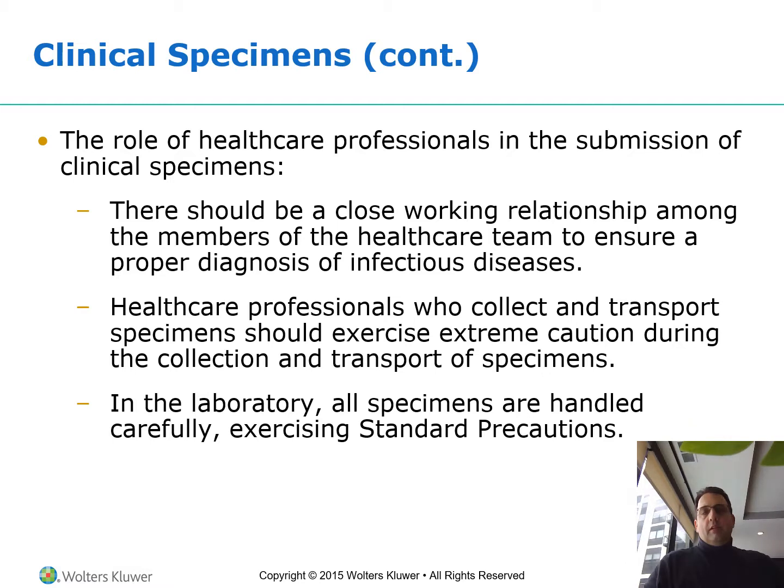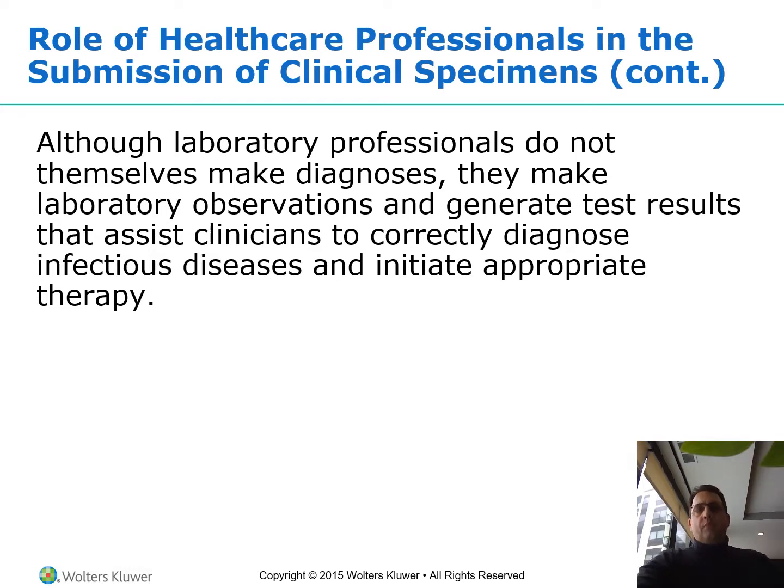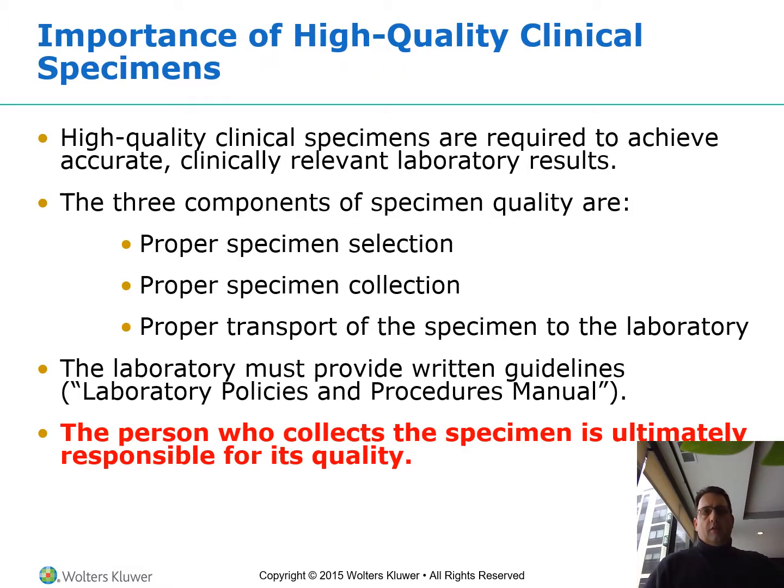And typically, if you are handling a specimen like this, you will be using universal precautions or standard precautions. You assume everything that you're dealing with is severely infected and could give you any disease you could imagine. The lab professionals don't make the diagnoses, but they actually get the test results that the clinicians use to make these diagnoses. So a good specimen is required, and basically this means you have to pick the right specimen.